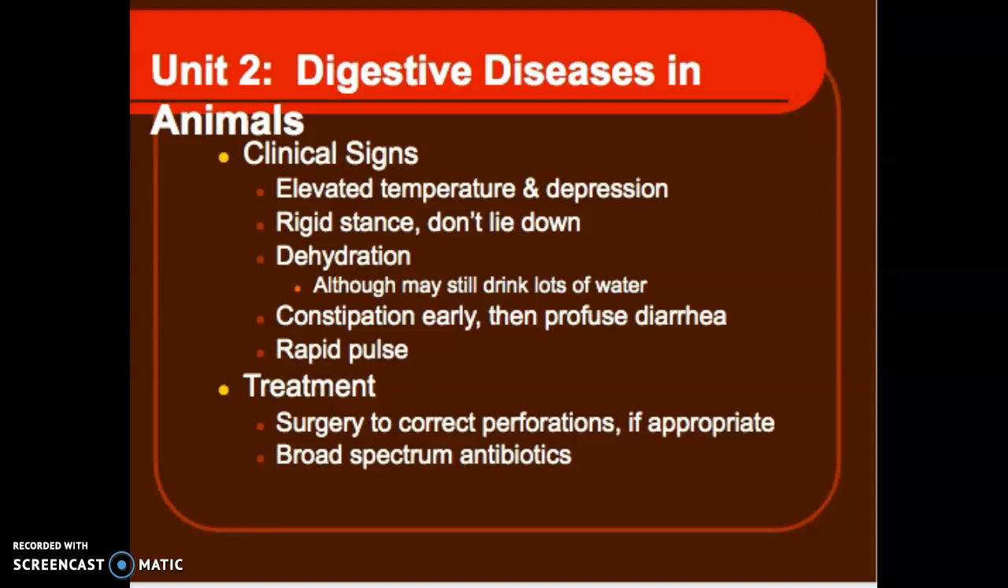So for treatment, if you find out that it's a perforation and surgery is called for, that can be successful if caught at the appropriate time. And then obviously broad spectrum antibiotics is the way to go here. Make sure and hit them, and probably hit them very hard, because again, that internal peritoneal cavity is a perfect place for bacteria to thrive and really cause infectious reactions by the animal.